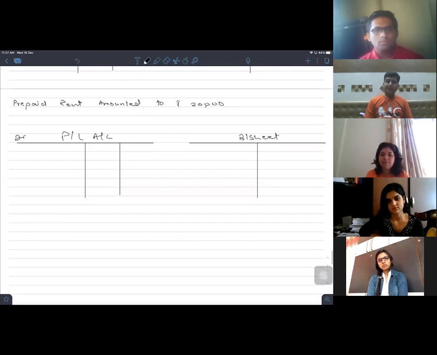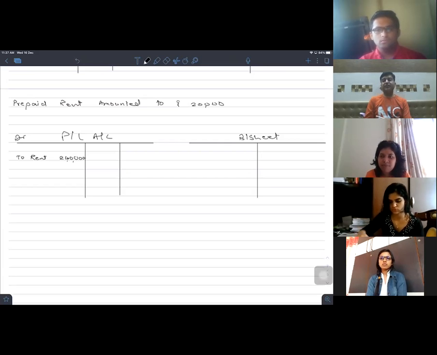In the P&L account debit side, what will I do? To rent, let's say 2,40,000, the amount paid by us. This is given in trial balance. The amount I took earlier, 1 lakh for salaries, and the 2,40,000 I am taking for rent, these are the amounts which are given in the trial balance. Am I right?